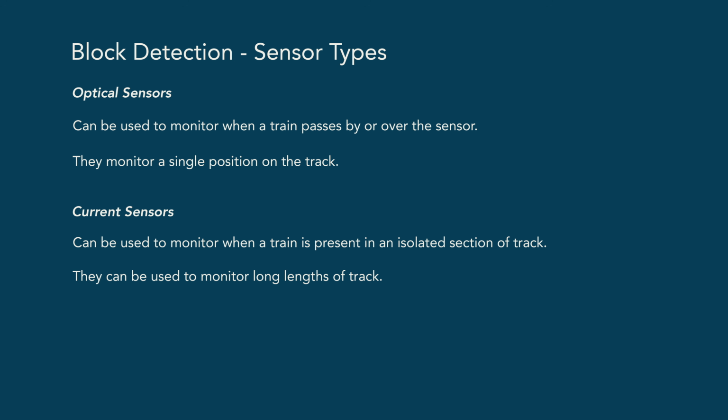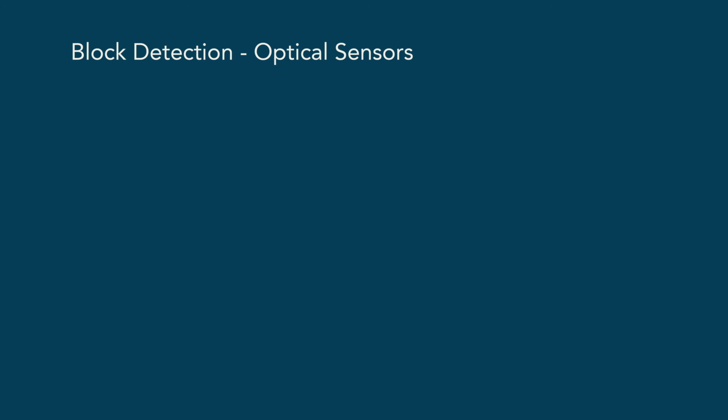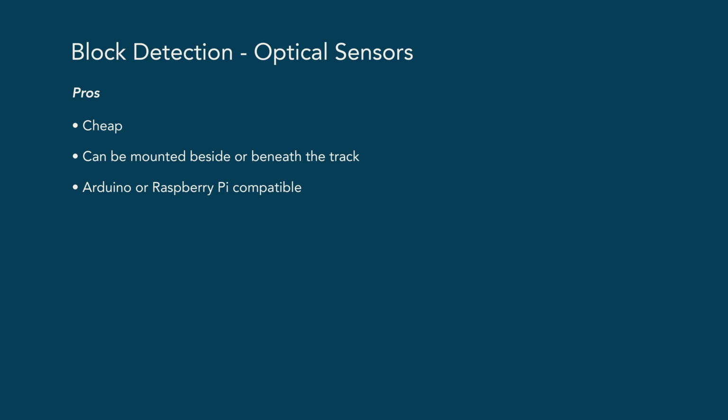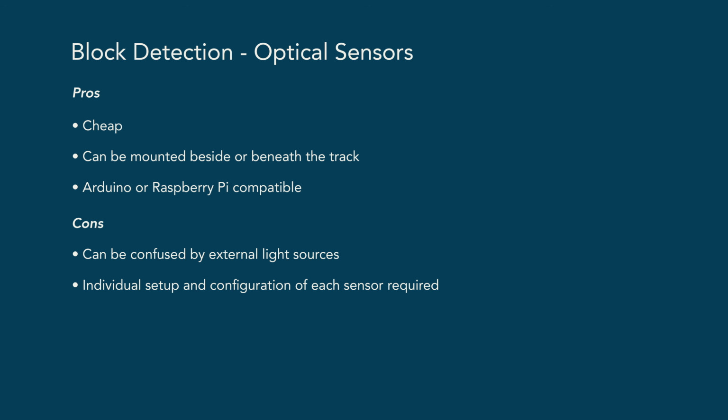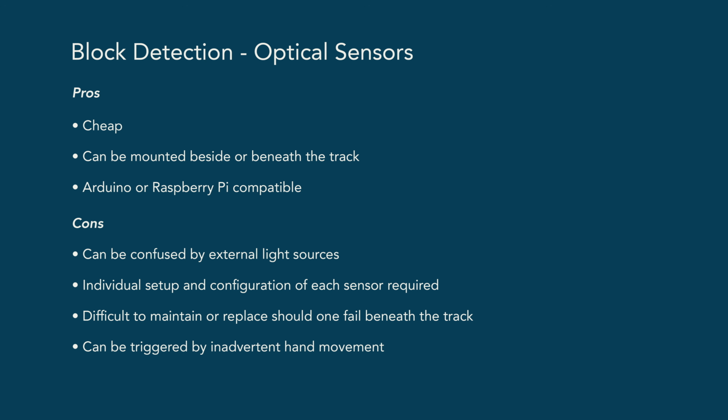Both types of detection methods seem like good ways of tracking train movement, and both methods of detection have their pros and cons. Optical sensors are fairly cheap, and can be mounted alongside or below the track, and can be used alongside an Arduino or Raspberry Pi to provide a large sensor network. However, optical sensors can be confused by light sources around the layout. They require individual configuration. They're difficult to replace if placed below the track, and can be triggered unexpectedly, for instance by placing your hand over one.